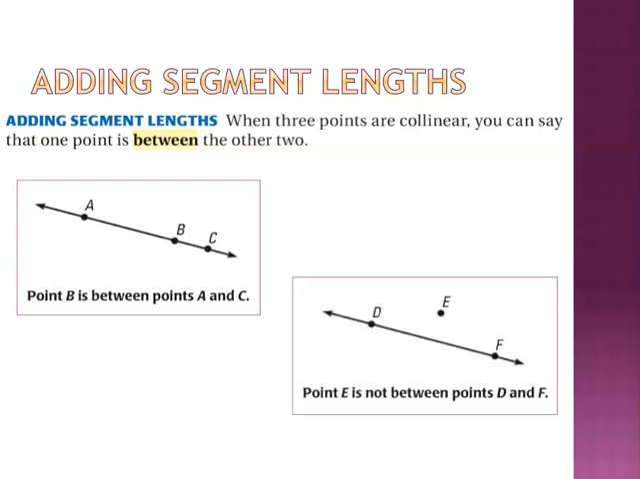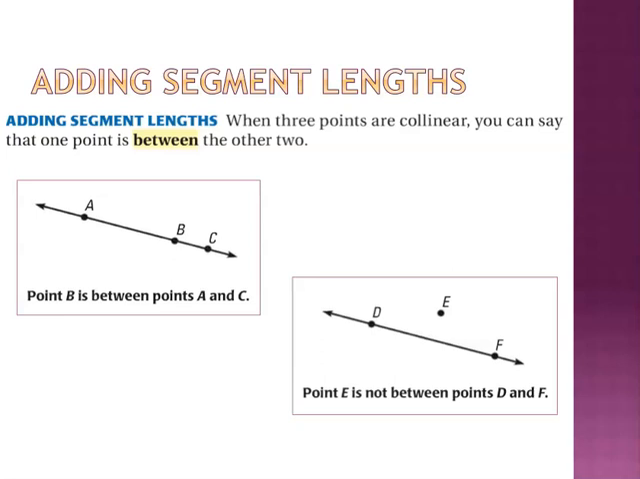And over here, even though it kind of looks like it's in between, because they're not actually on the same line, we would say that point E is not between points D and F. It has to be on the same line. They have to be collinear in order for you to say that a certain point is between two other points.